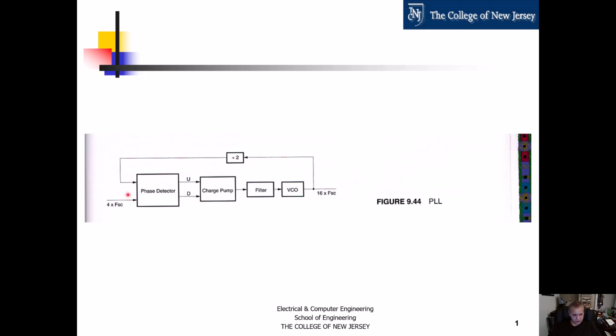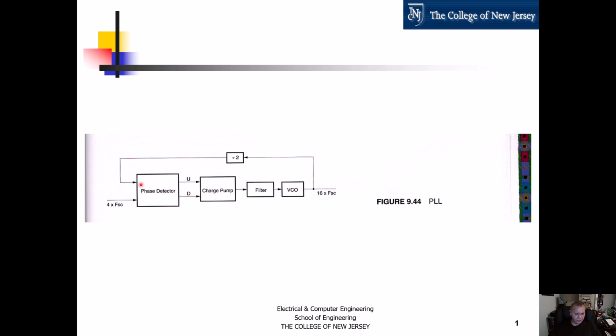Therefore, if we want these two signals to be the same frequency, i.e., we want this frequency to be 4 FSC, then since we're dividing by 4, this frequency has to be 4 times this frequency, which is 16 FSC. And that's how we achieve the frequency synthesis. So how does this work? What is the signal progression or the signal train through these blocks?